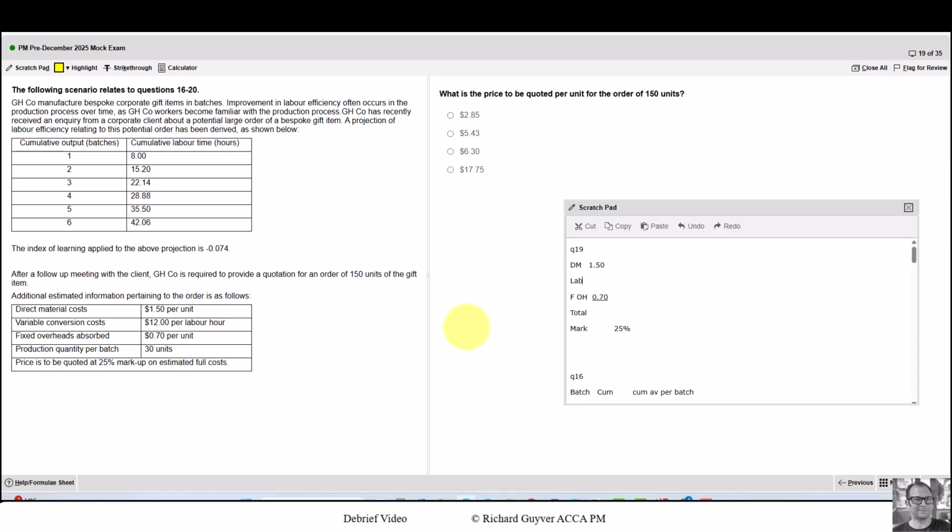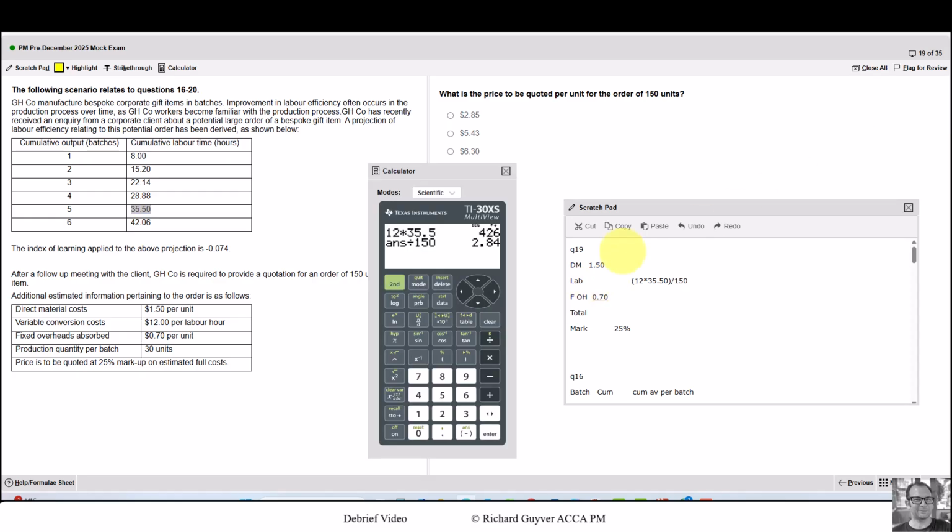This is probably the bit that most people found tricky. 150 units, and there's 30 in a batch, so we're making 5 batches. The average time is actually given to us as 35.50. So the total labour cost is $12 an hour times 35.50. That's for all units, then we divide that by 150. So our labour is actually 284. And we add in the 150 and the 70, we've got 504. And I multiply by 1.25 to include the markup, and I've got 630. And that's that section B question complete.